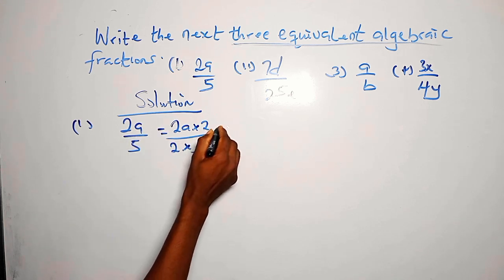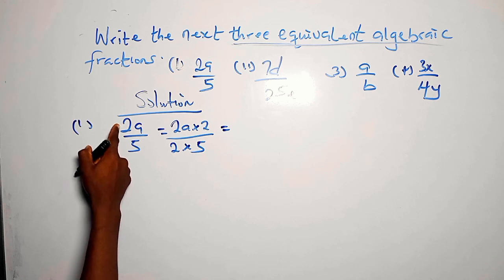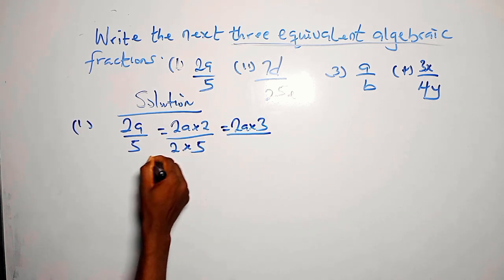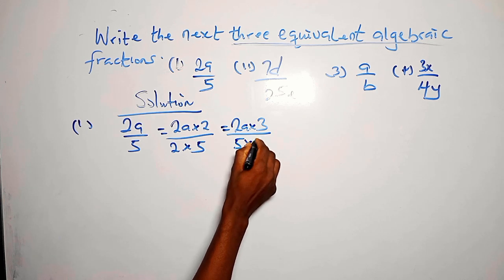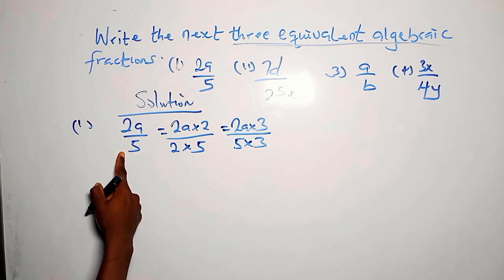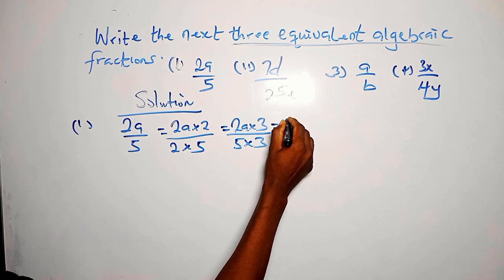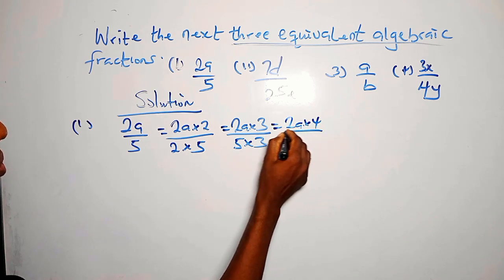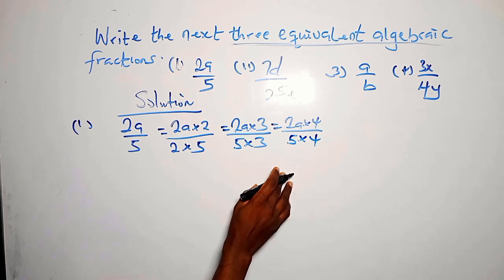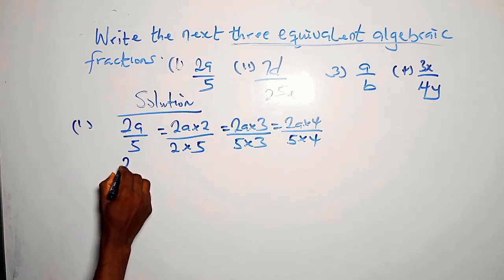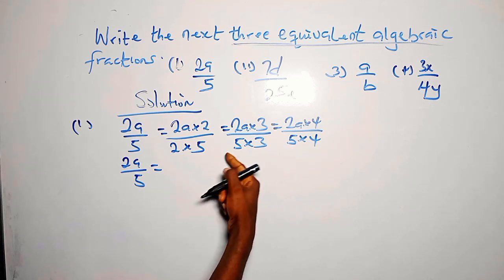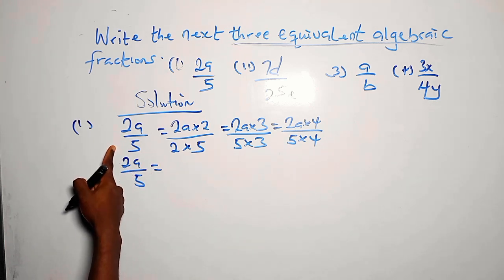We can decide to multiply this with 3, so 2a times 3 divided by 5 times 3. We can as well decide to multiply this with 4, so 2a times 4 divided by 5 times 4. So let's check it out. For 2a divided by 5, these are the equivalent fractions that equal this fraction.